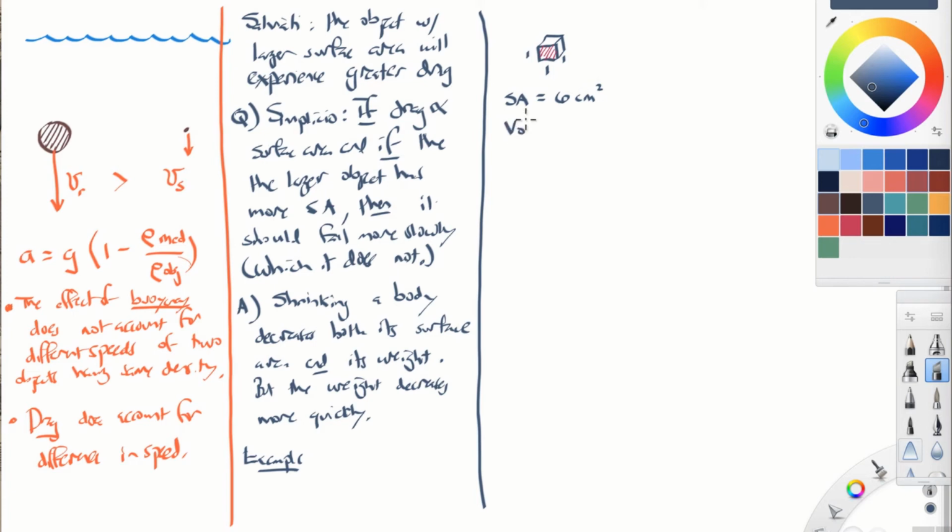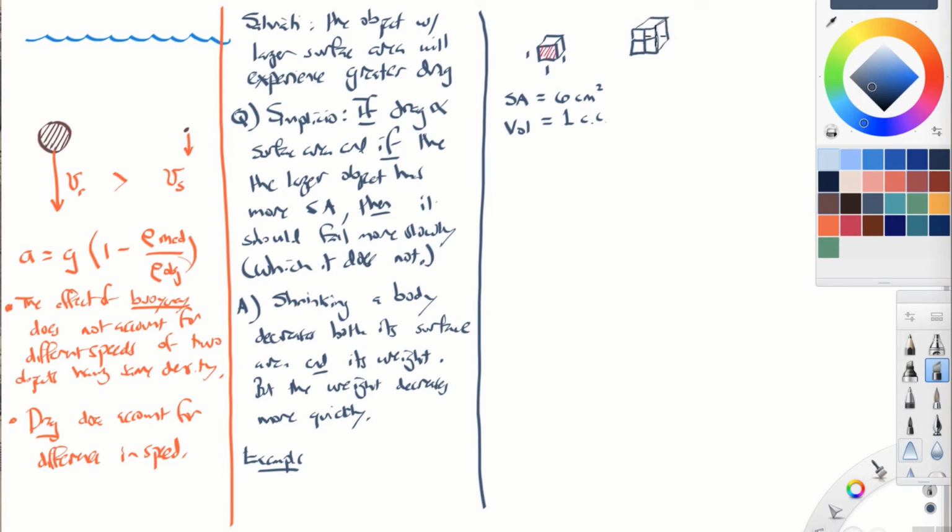What about the volume of this object? The volume of this 1 centimeter on a side object? Well, it's 1 cubic centimeter, 1 centimeter cubed, right? Okay, well, what about if we were to double the size of it? So we were to make, instead of 1 centimeter on a side, we were to make it 2 centimeters on a side.